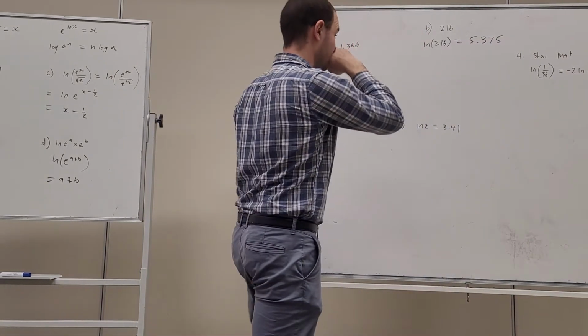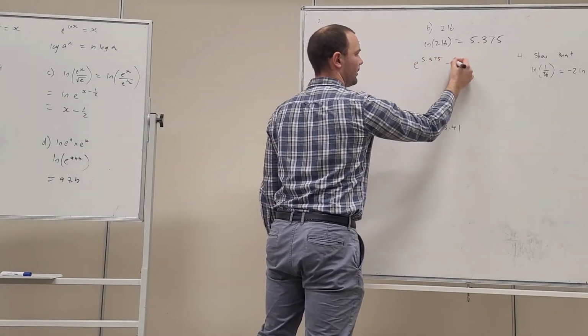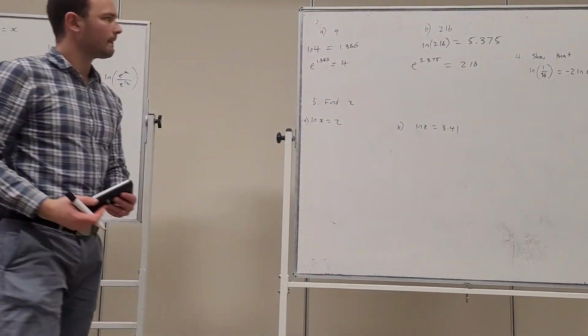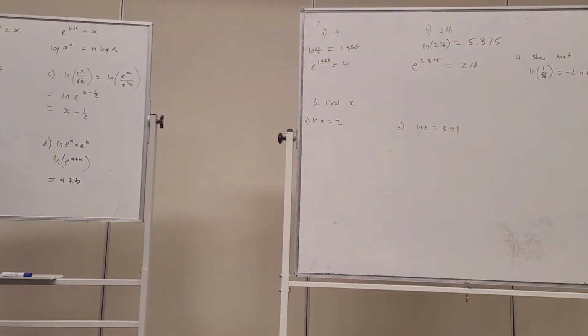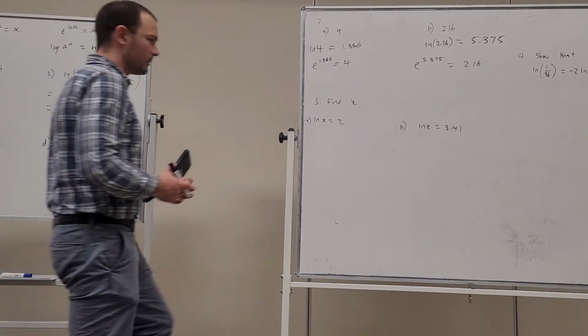Okay, and so then what does that mean? It means e to the power of 5.375 equals 216. Alright, so just like with our logarithm in base 10, then we're on to solving logarithmic equations.